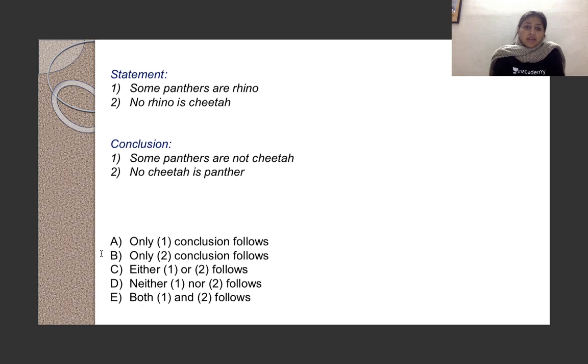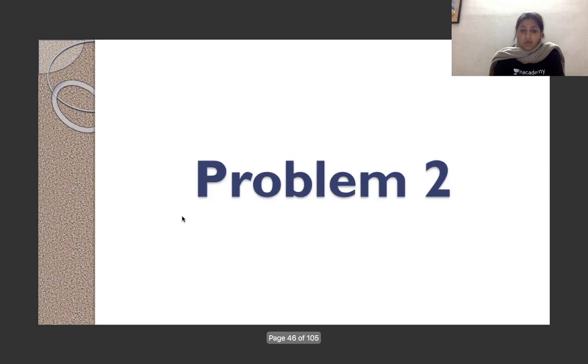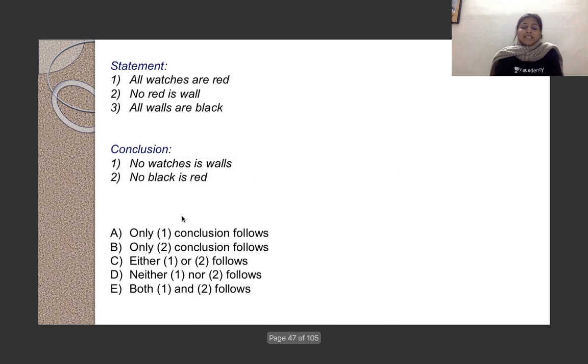Some panthers are rhino and no rhino is cheetah. This is how the diagram will look like. So some panthers are not cheetah. That is true because this some part of panther also got negatively related to cheetah. Then no cheetah is panther. No, that's not correct. I don't see a direct line in a cross between cheetah and panther. So only conclusion 1 follows. Next.